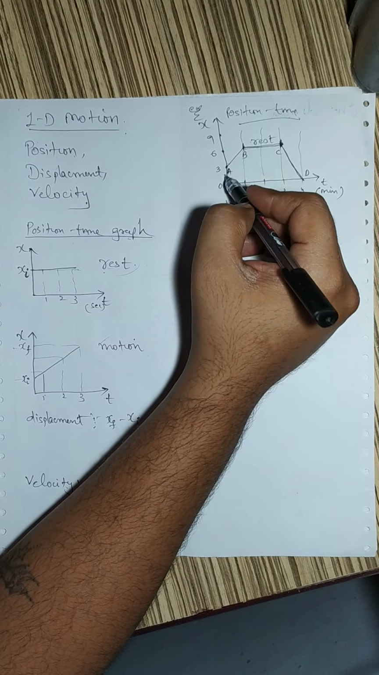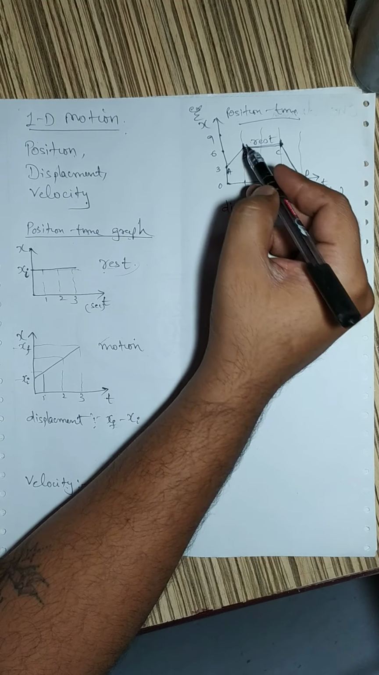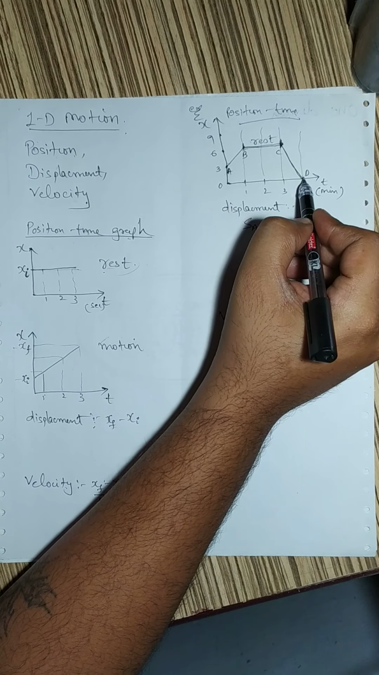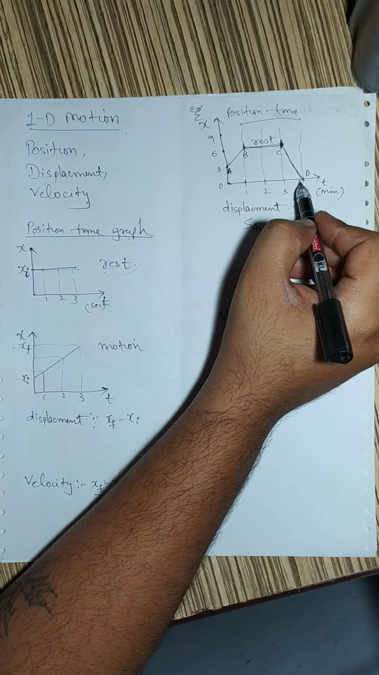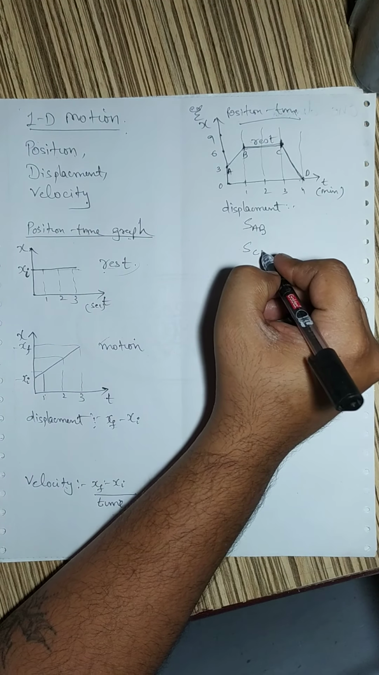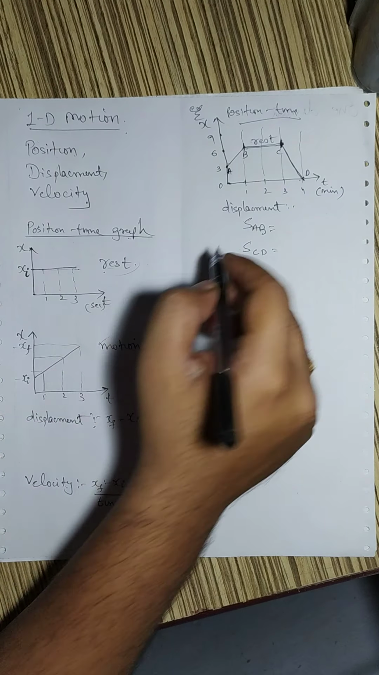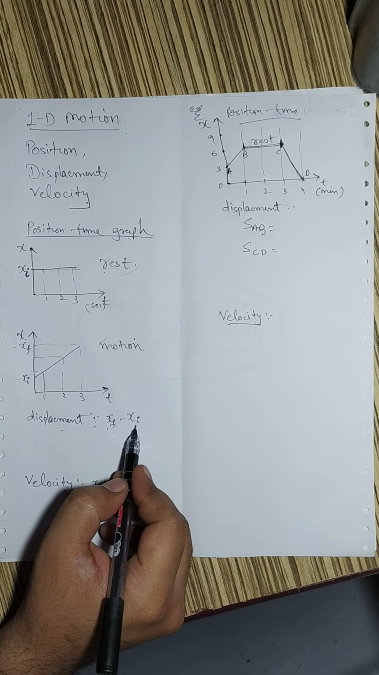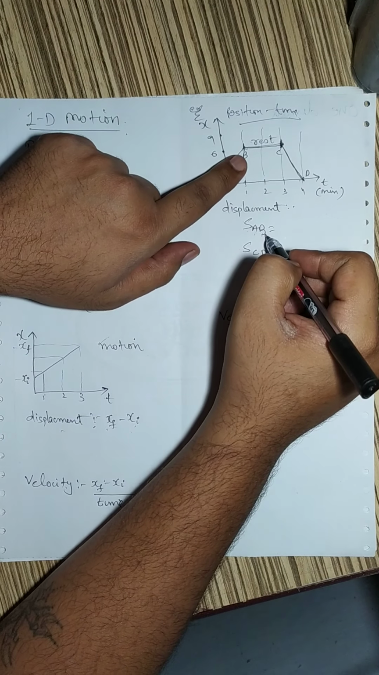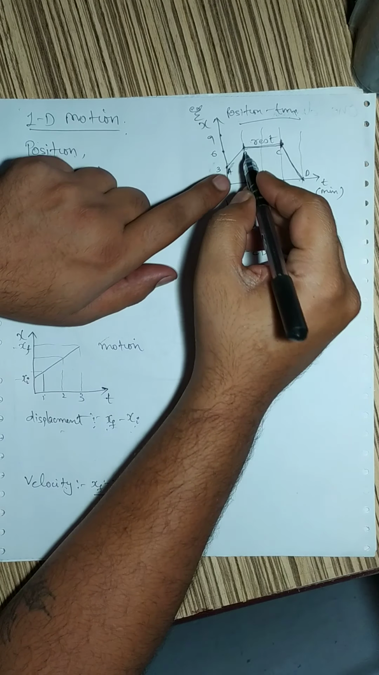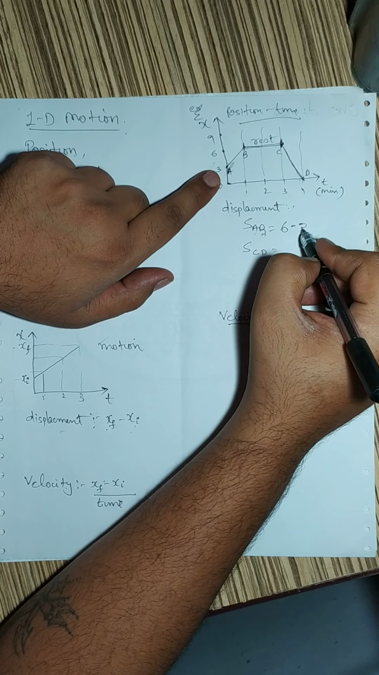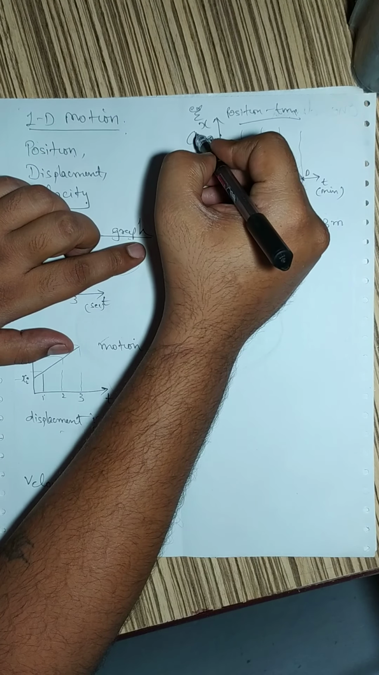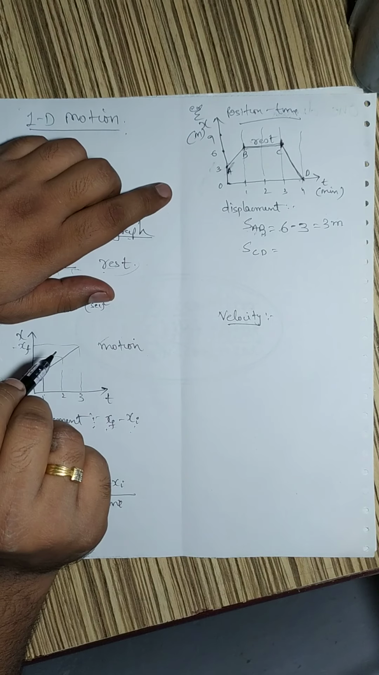Hence, within part AB the body is moving, and if the body is moving, there can be displacement between A and B. Between part CD, again the body is moving, so obviously there will be displacement from C to D. Let us see what the displacement between A and B is. The formula to calculate displacement is final position minus initial position. So the final position is B, its value is 6, and the initial position is 3. So final minus initial, 3 meters is the displacement. Let's say position is given in meters.